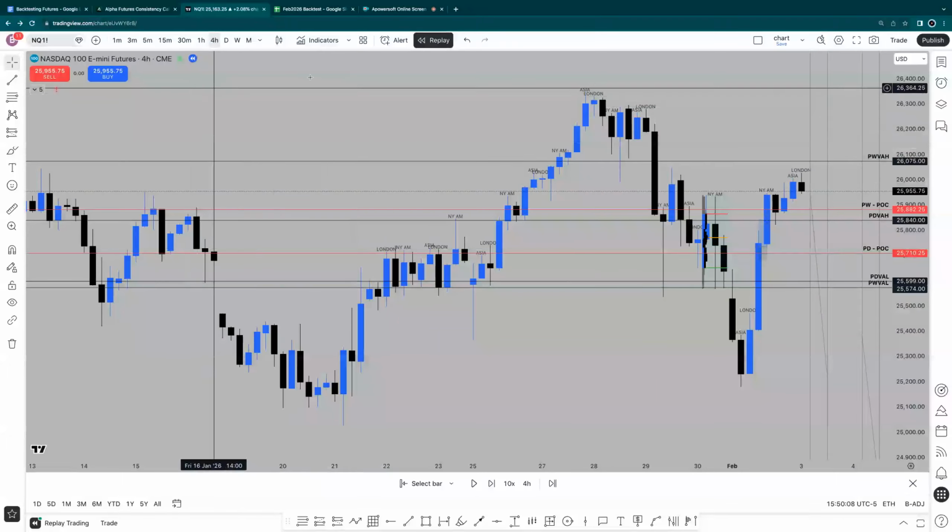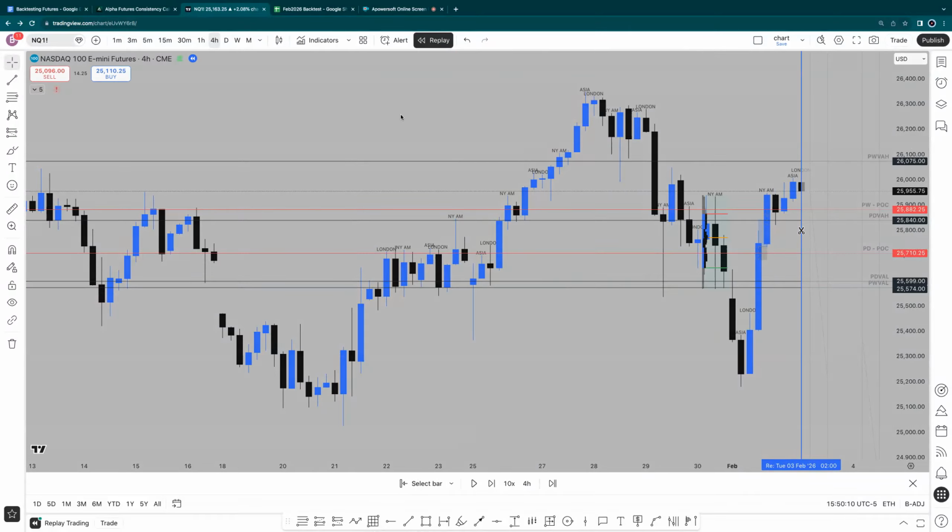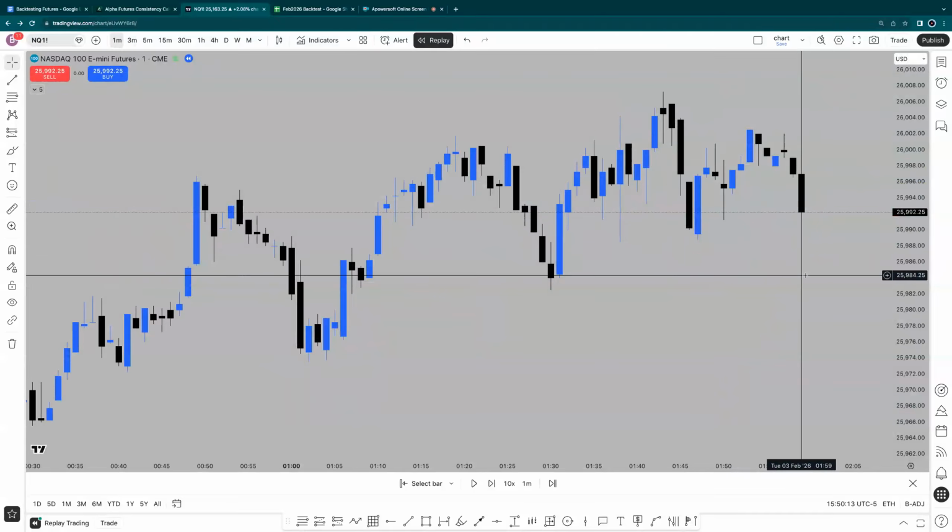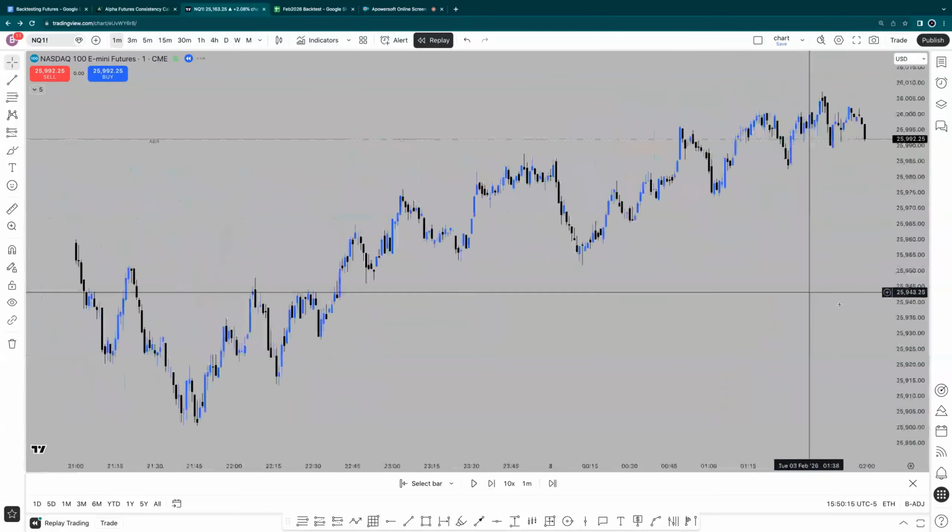That is not what we wanted to do. We want to pull that back. Okay, and then we need to get up our previous day's levels again.